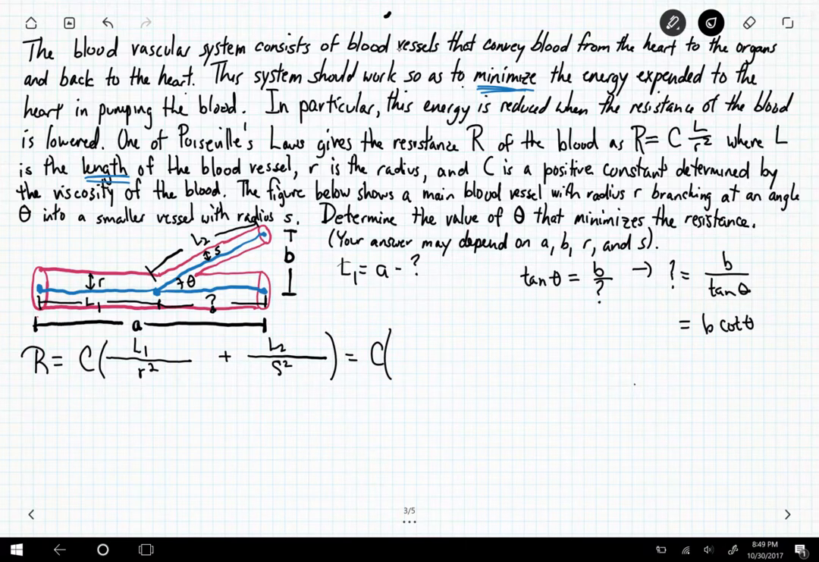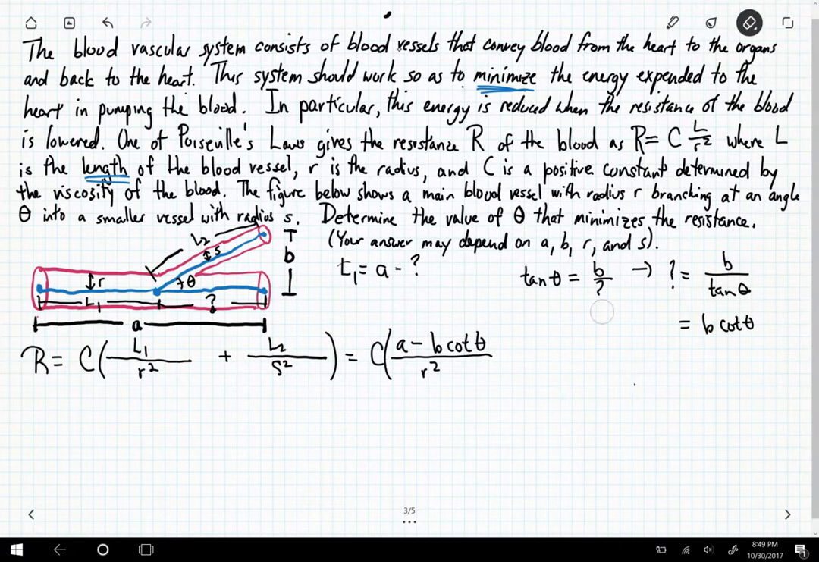So L1, remember, it goes A minus question mark, and our question mark is B cotangent theta, and then that's all over R squared. So hopefully you all saw that triangle that we're working with there. If not, let me know. And then we're going to work with that triangle once again. So that theta can help us find L2.